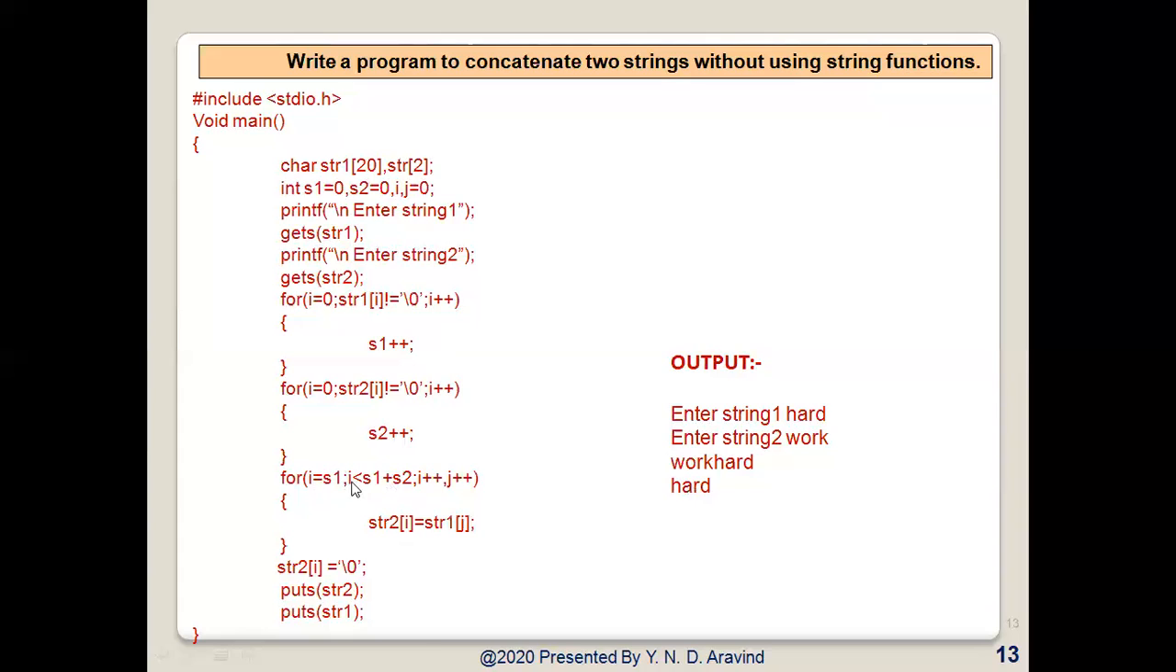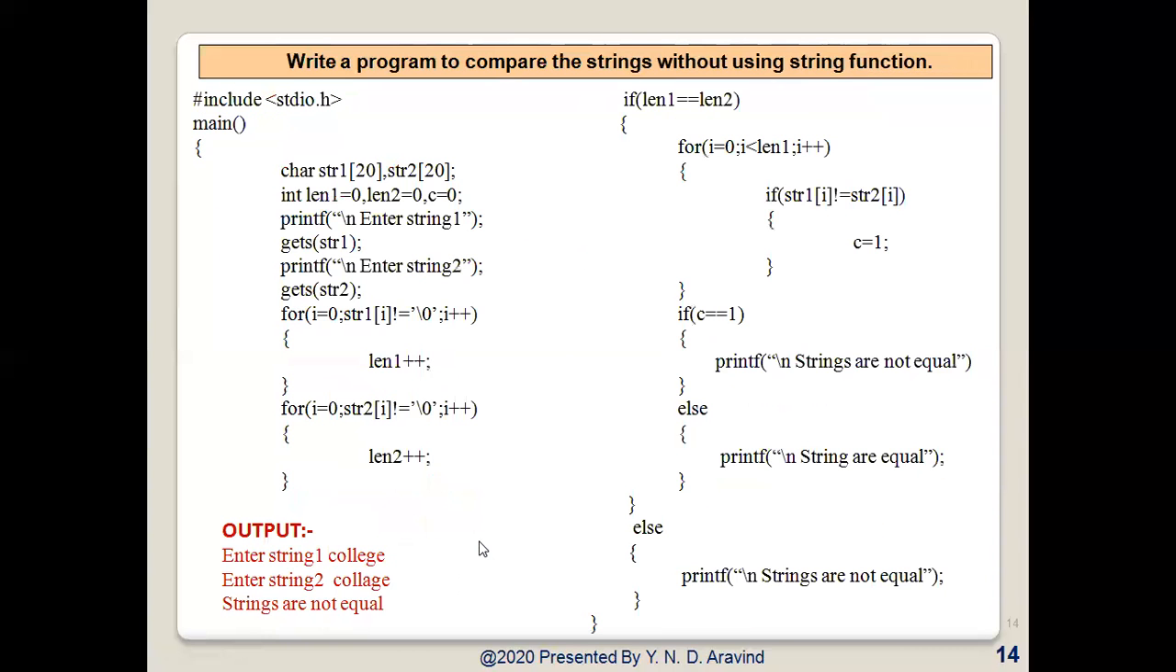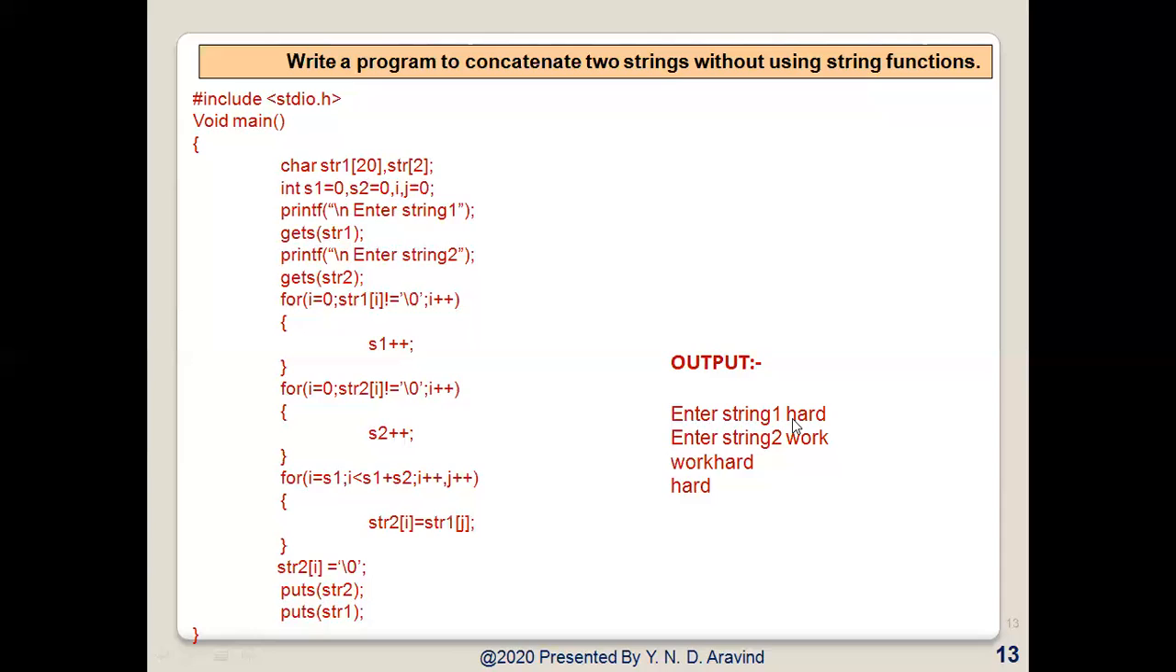Now into that, what I am doing is adding the value of str1 of j. What is the j value? The j value is 0. So str1 of 0 is h. So h will be added to str2 of 4. After that I have incremented the i value and j value. Now my i value will be 5 and j value will be 1. So str1 of 1 is a. That a will be copied into here. So finally, when I print str2, it will print work hard.